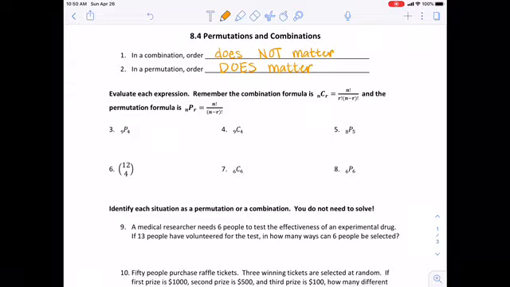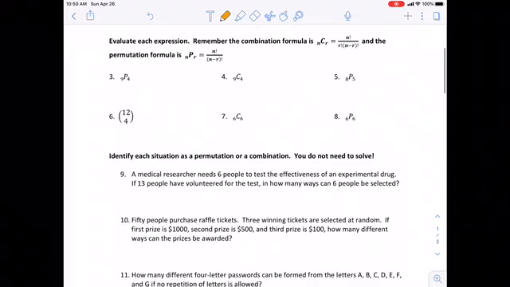So in a combination, that's like a committee where Liz and John are forming a committee together. In a permutation, that's when we say Liz will be president and John vice president, or vice versa. So the first thing we're going to do is just use the formulas for a permutation or combination. So here we have the formula for a combination, and here the formula for a permutation. So C stands for combination, and P stands for permutation.